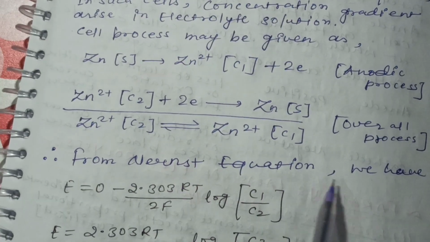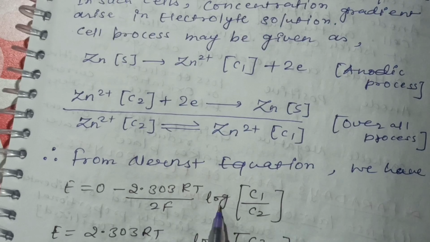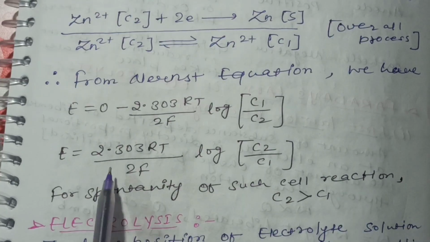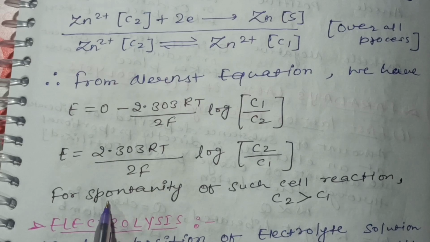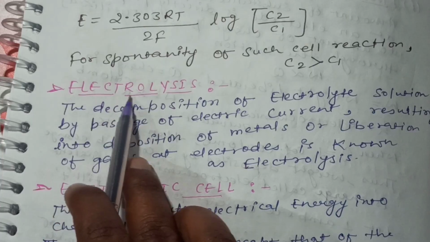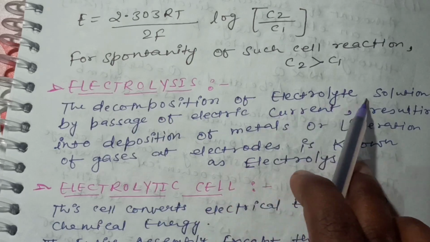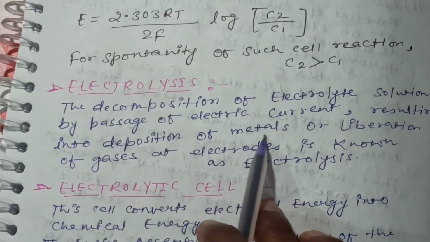From the Nernst equation, we have E is equal to 0 minus 2.303 RT upon 2F log C1 upon C2. E is equal to 2.303 RT upon 2F log C2 upon C1. For spontaneity of such cell reaction, C2 is greater than C1.